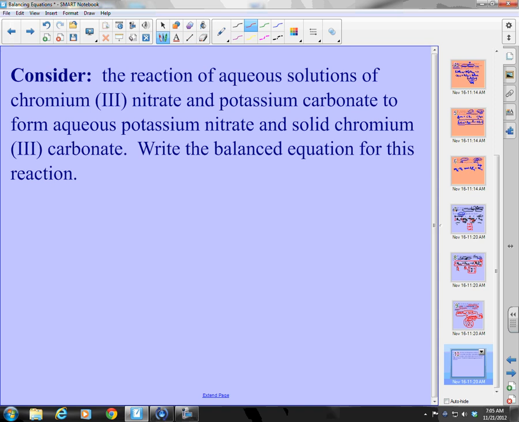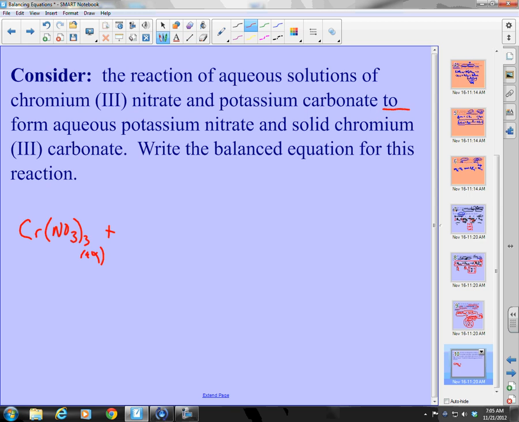Aqueous solutions of chromium-3 nitrate. Chromium-3. Okay, I'm going to start way over here and write smaller. Chromium-3 nitrate, it's aqueous. Plus what? And potassium carbonate to form.